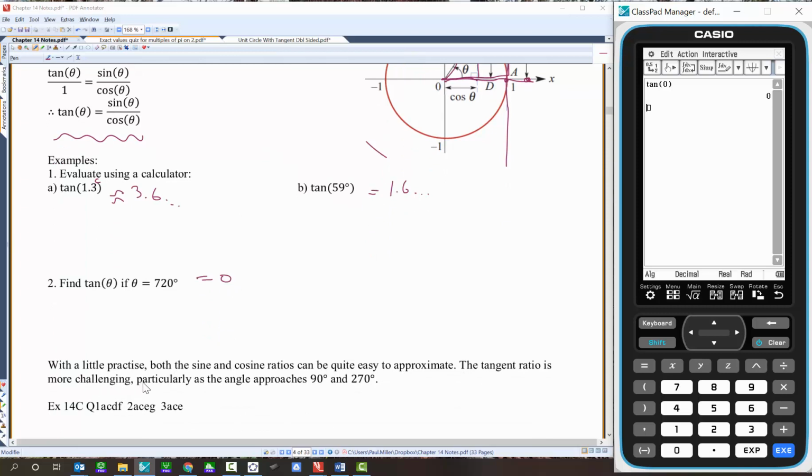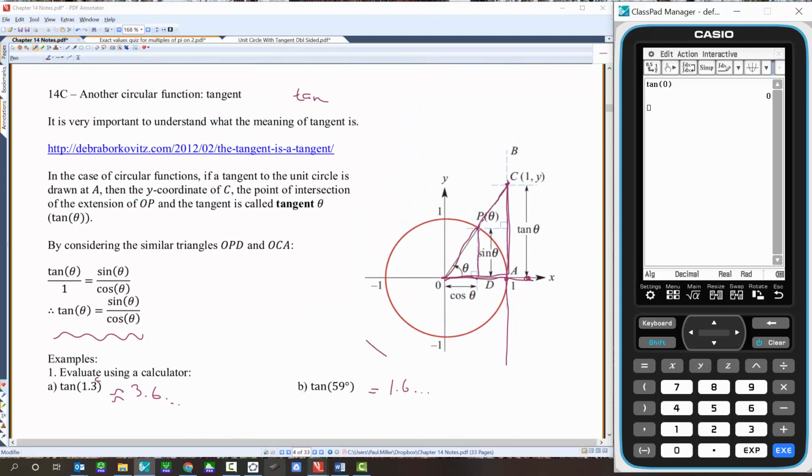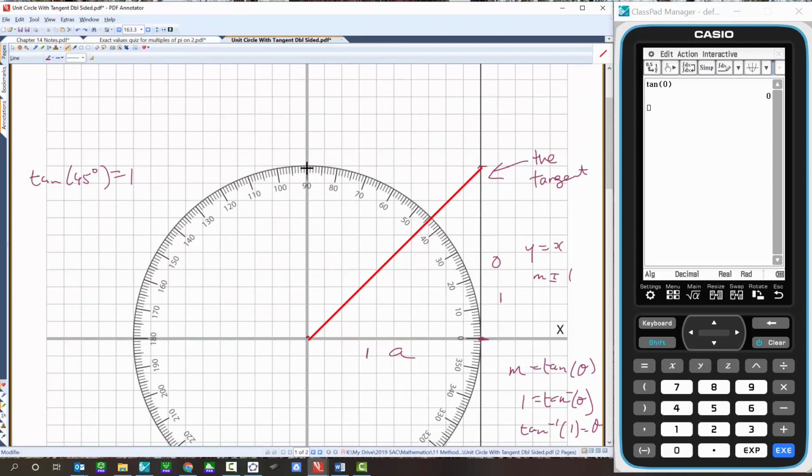The tangent ratio is a little bit more challenging, particularly as the angle approaches 90 or 270. Now let's consider why that occurs. I'm going to go back to my unit circle. If I approach 90 from the right-hand side, you'll notice that this line is going to extend upwards until it hits the tangent, miles above there. If you imagine it, I'd have to scroll up about 700 pages to get to the point where this line would hit the tangent.